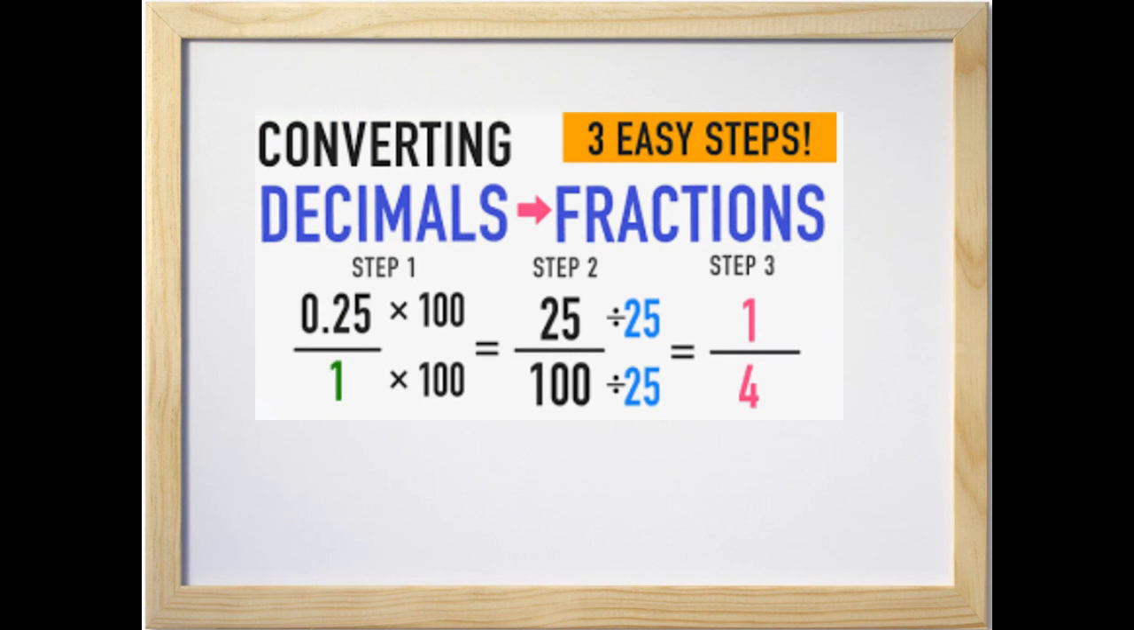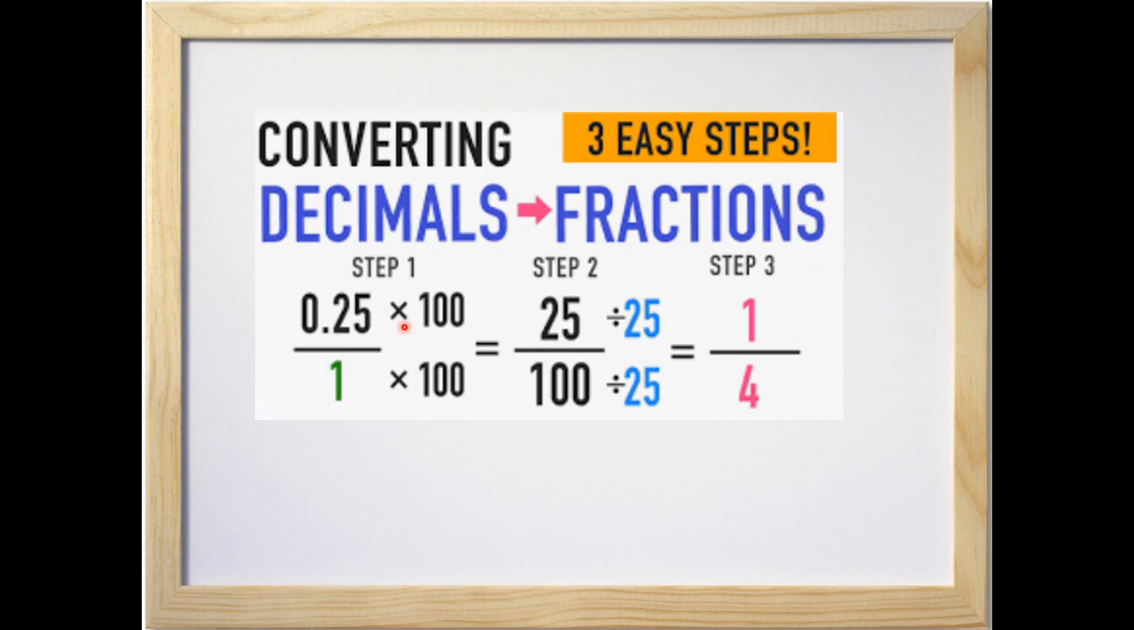Children, now we are going to learn how to convert decimal numbers to fractions. For that, let us take the example 0.25, which is a decimal number. So the first step is that we will write 0.25 as the numerator and 1 in the denominator. This is our first step. And then we will multiply both the numerator and denominator by 100.